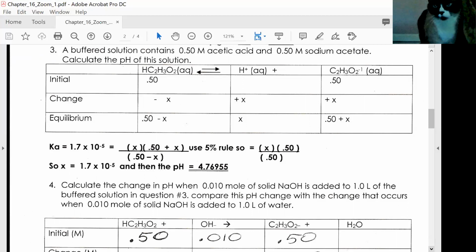Now, if you go back to the ice table, x was our concentration of hydrogen ion. So we put that into our pH equation and solve for pH. So make sure that you can do that on a piece of scratch paper. Use 1.7 times 10 to the minus 5 for your hydrogen ion. And then make sure that when you solve for the pH that you get 4.76955. Don't worry about all those digits. I got kind of crazy.